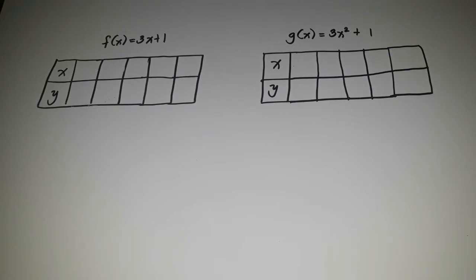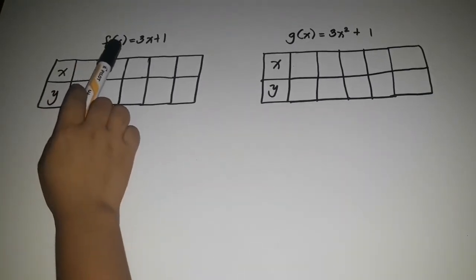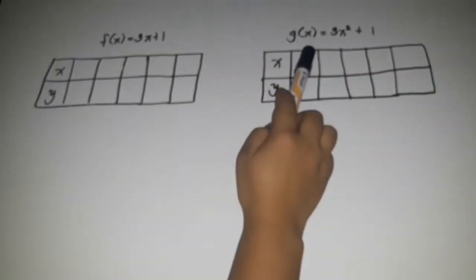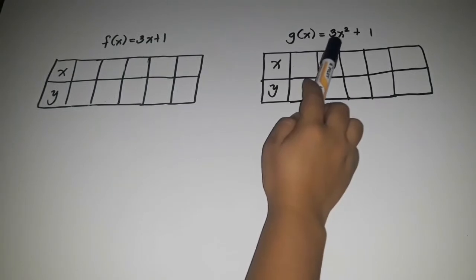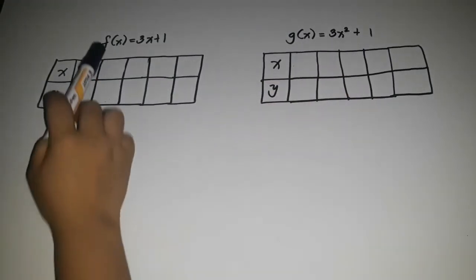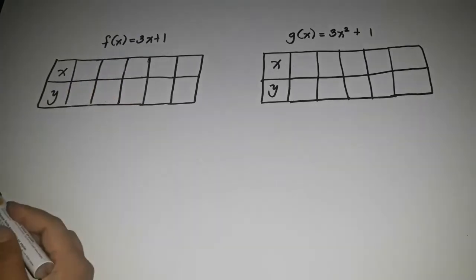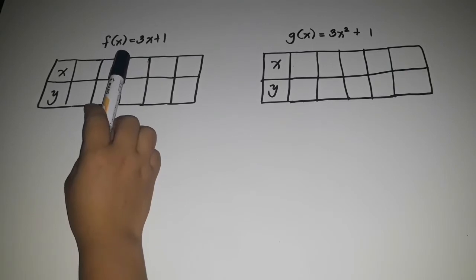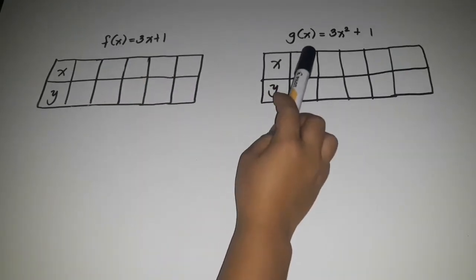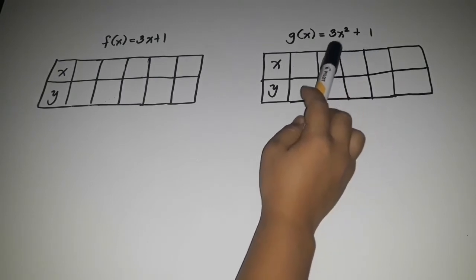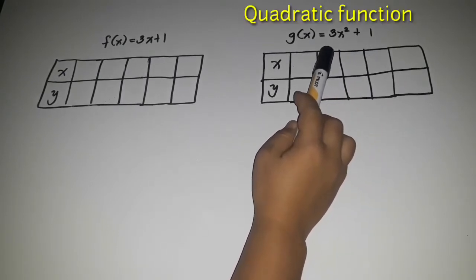Sa video na to, i-compare natin ang given functions f of x equals 3x plus 1 at g of x equals 3x squared plus 1. Ang f of x equals 3x plus 1 ay tinatawag natin na linear function. Samantala, ang g of x equals 3x squared plus 1 ay tinatawag natin na quadratic function.